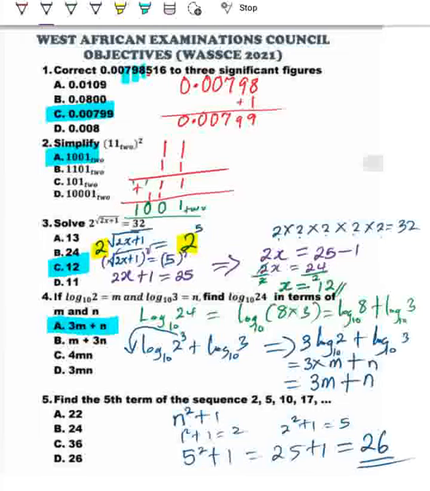Therefore, the correct option for this is D. By so doing, we have resolved the first 5 questions in the 2021 WAEC questions.